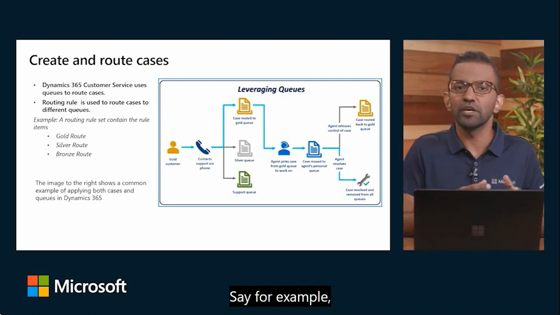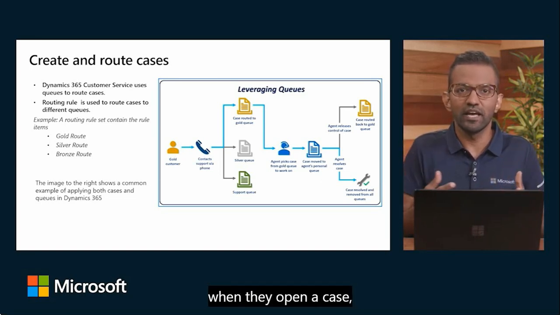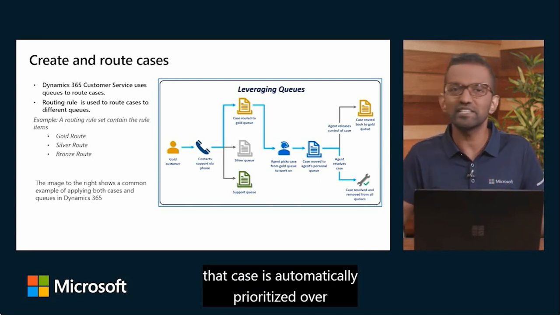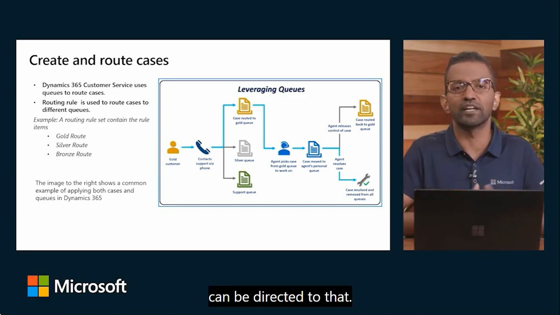Say, for example, you have a customer with a gold tier support, and that person calls in. When they open a case, since they are gold tiered, their case is automatically prioritized over other tiers, and immediately an agent can be directed to that.